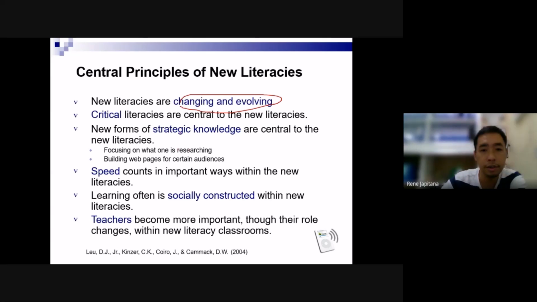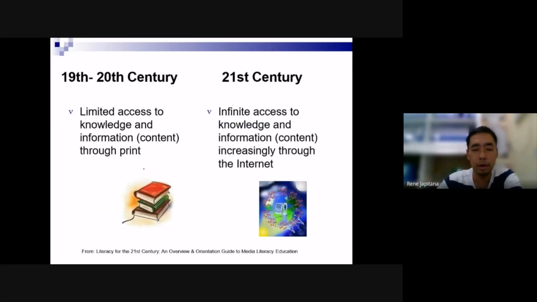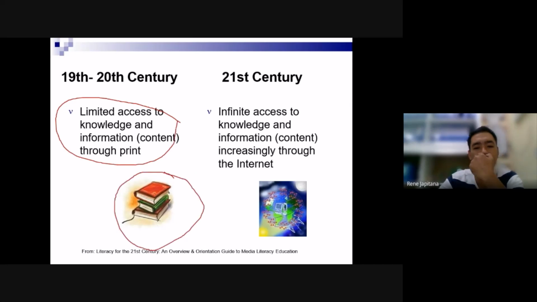What else? Strategic knowledge, speed counts, socially structured. Teachers become more important though their role changes because of technology. You are only a facilitator and there might be a chance na mapulihan ang teacher sa mga technology. But lahi ra gid ang teacher gyud. In the 19th century, our resources, our content of information was only dependent on books. And now, dali ra, pangita na sa Google, naa na tanan sa internet. Kapoy na ang libro. Mga e-books, isearch na lang, gamit ang computer, gamit ang cellphone, human.